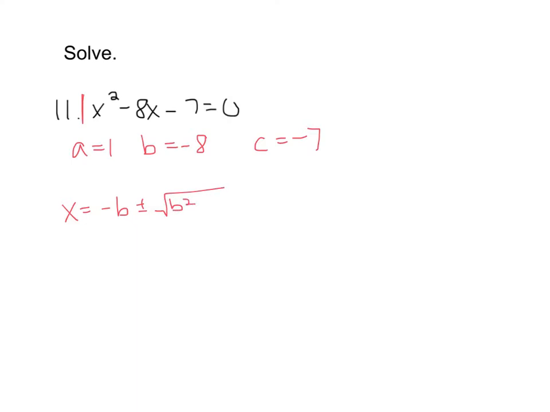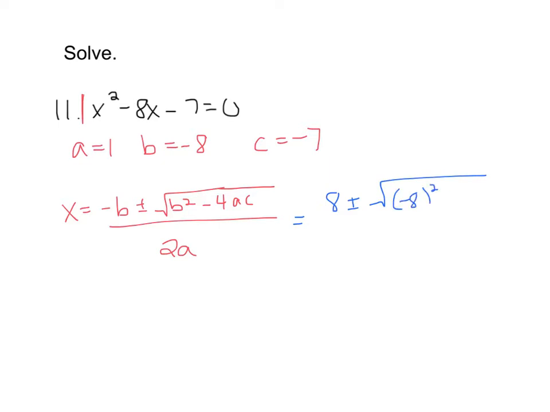is the opposite of b plus or minus the square root of b squared minus 4ac all over 2 times a. So we're going to plug this all in. We're going to start with our b. So the opposite of negative 8 is positive 8 plus or minus the square root of b squared minus 4 times a times c all over 2 times a.